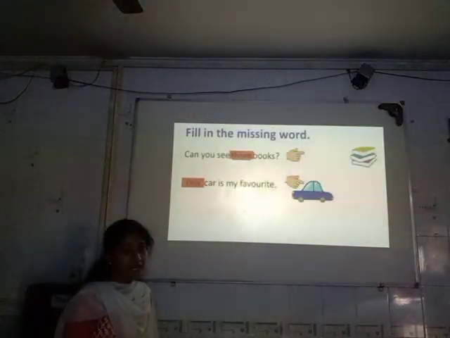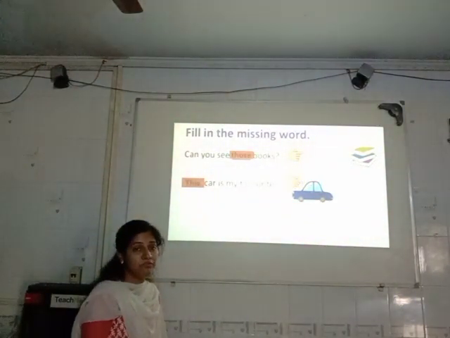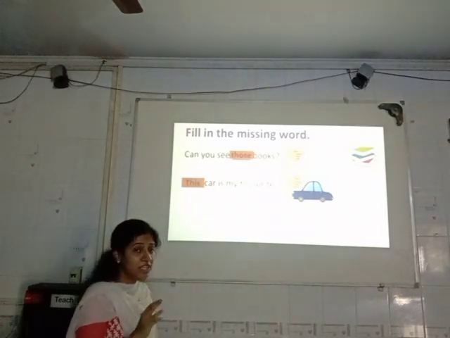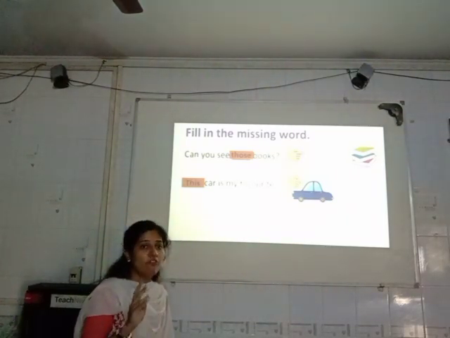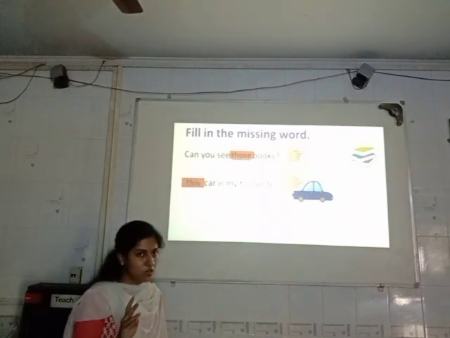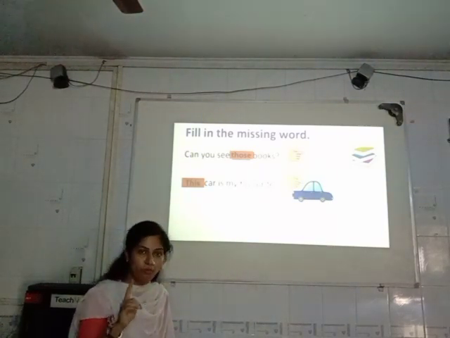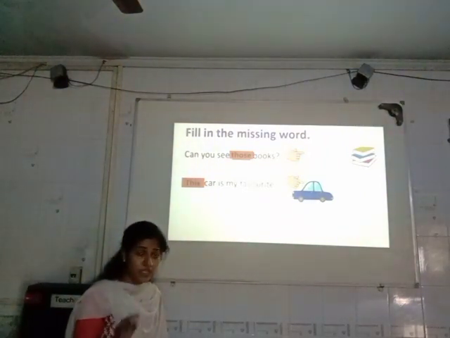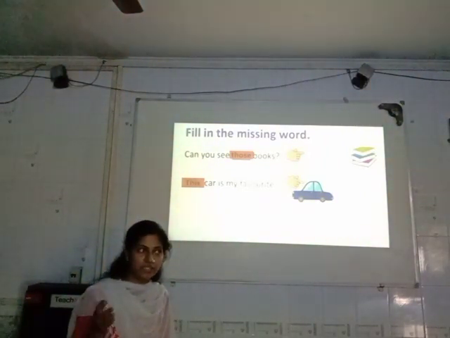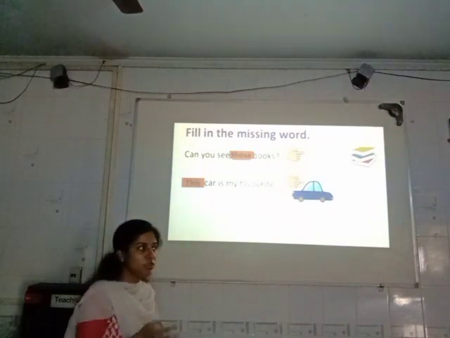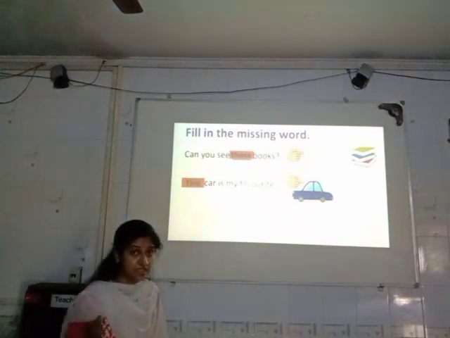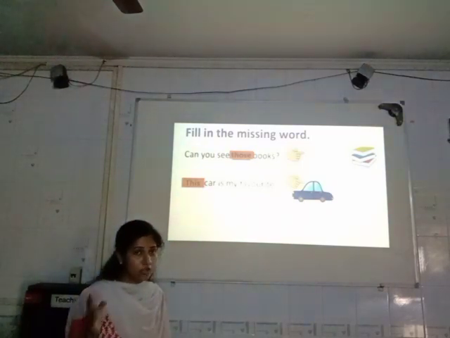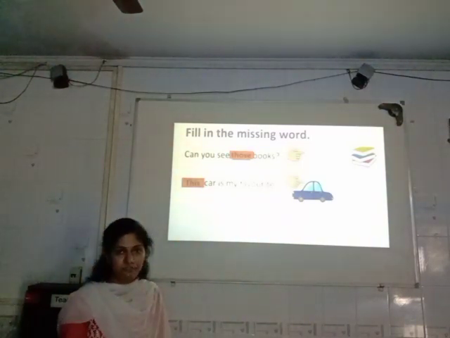So now you must have understood when we use this, that, these and those. We use "this" and "that" for the singular, when it is only number one. And we use "these" and "those" when it is more than one, when it is in plural. And we use "this" and "these" when it is near to us. And we use "that" and "those" when it is far from us.